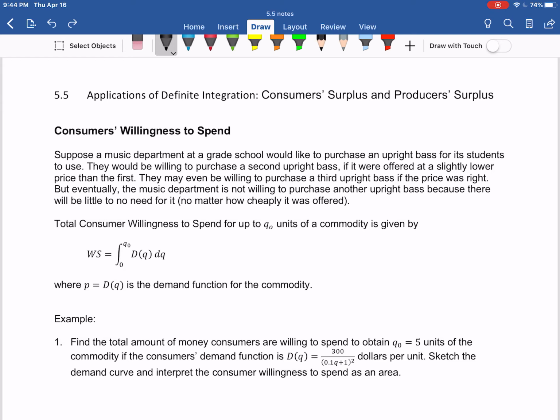But eventually the music department is not willing to purchase another upright bass because there would be little or no need for it, no matter how cheaply it was offered. What's the point of accumulating a closet full of upright basses if there's not enough students to play them? It's just wasted space and it's wasted money. And so there's going to come a point where the consumer is not willing to buy any additional product at lower costs. Okay, it's not worth it.